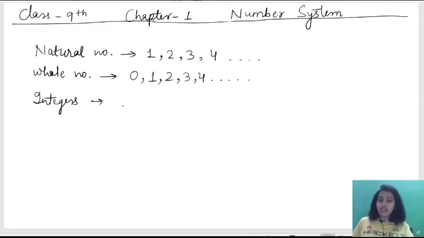What exactly integers are? Those numbers which are containing negatives, positive and zero, right? Negative, positive and zero. So I can write here, we can start with -3, -2, these are the negative numbers, right? -1, -2, -3, right? And 0, 1, 2, 3.